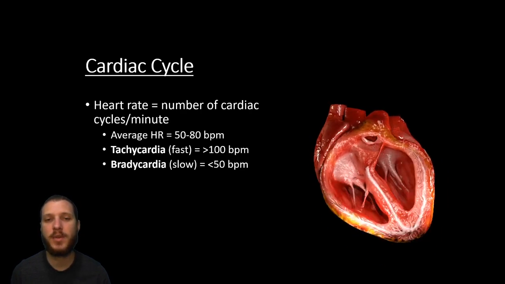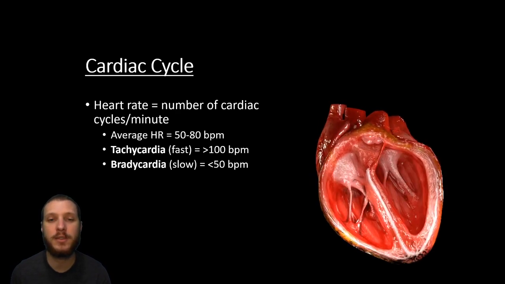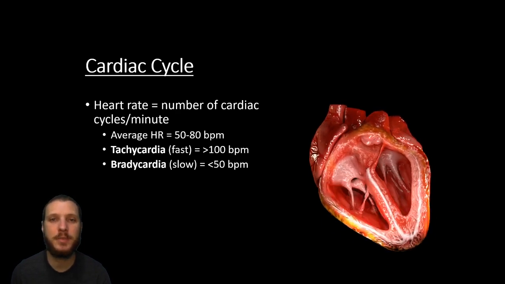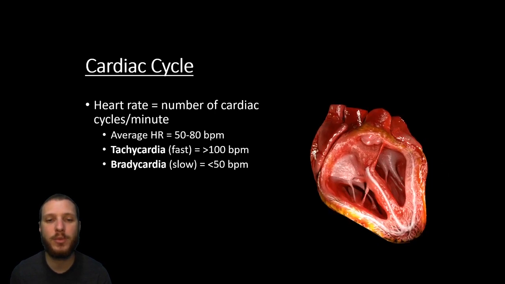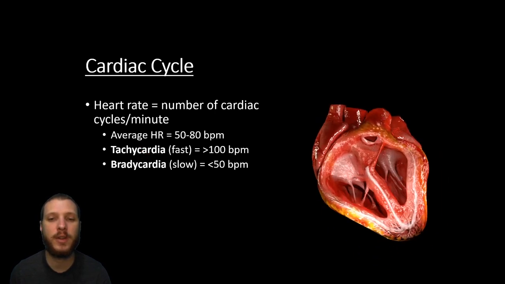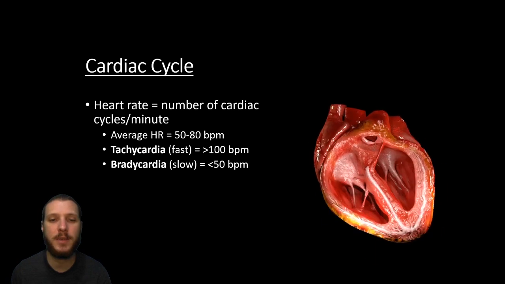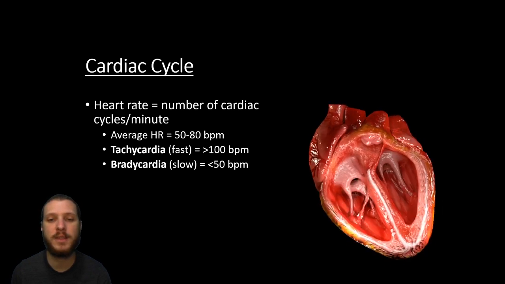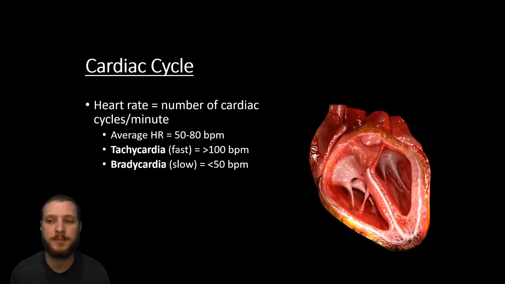And so as this process occurs, this is where we get our heart rate from, or the number of cardiac cycles per minute. On average, it should be somewhere between 50 to 80 beats per minute. If you remember these words from the medical prefix, if you have a fast heart rate where it's over 100 beats per minute, we're going to call this tachycardia, tachy meaning fast. Whereas if you're constantly below 50 beats per minute, we would say you have bradycardia.